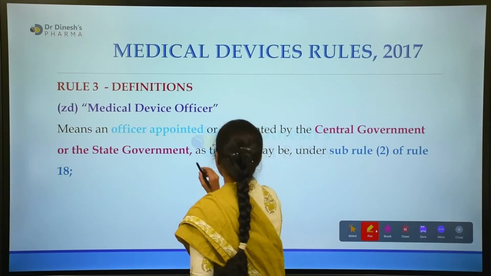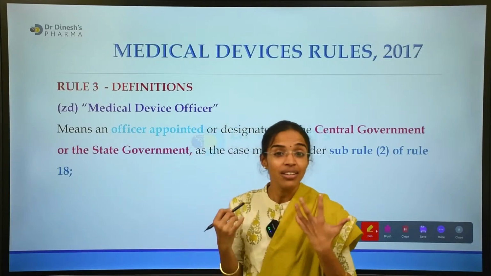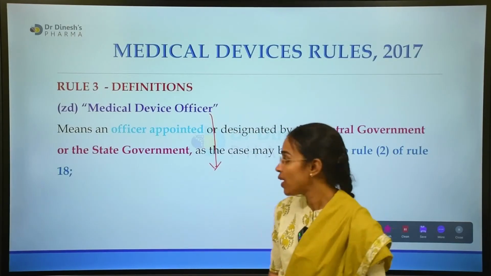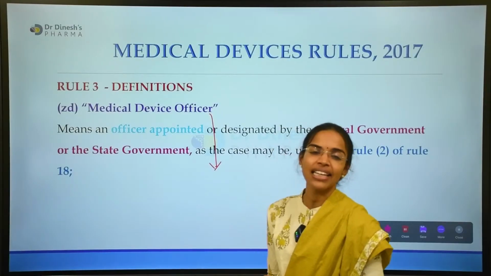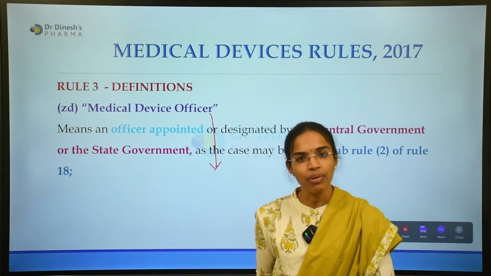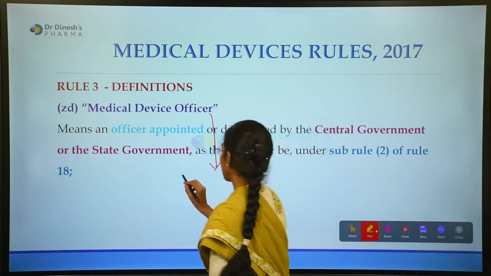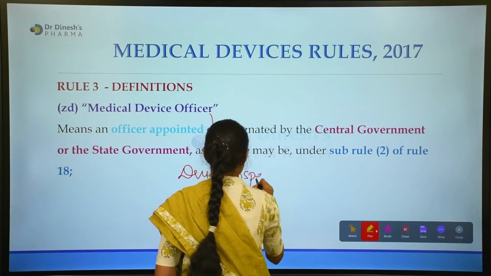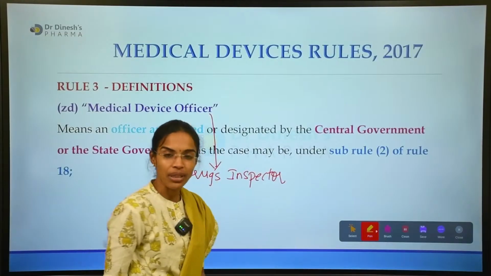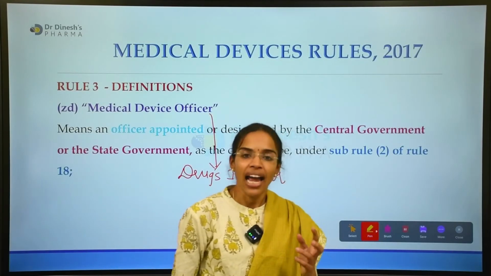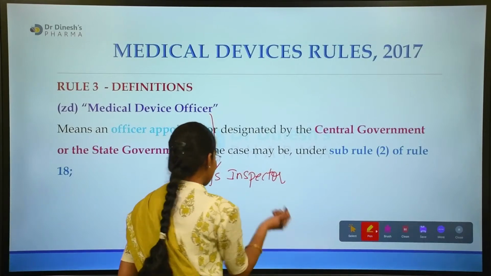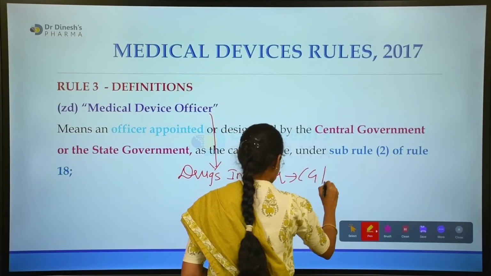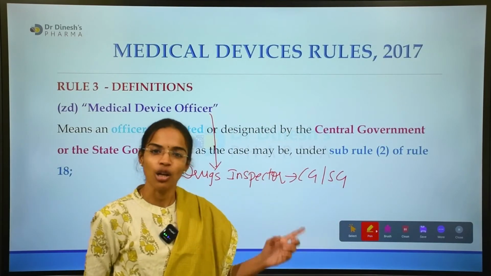So who exactly may be the medical device officer? As appointed according to sub-rule 2 of Rule 18, this medical device officer can be any drugs inspector, appointed or designated either by the central government or by the state government.